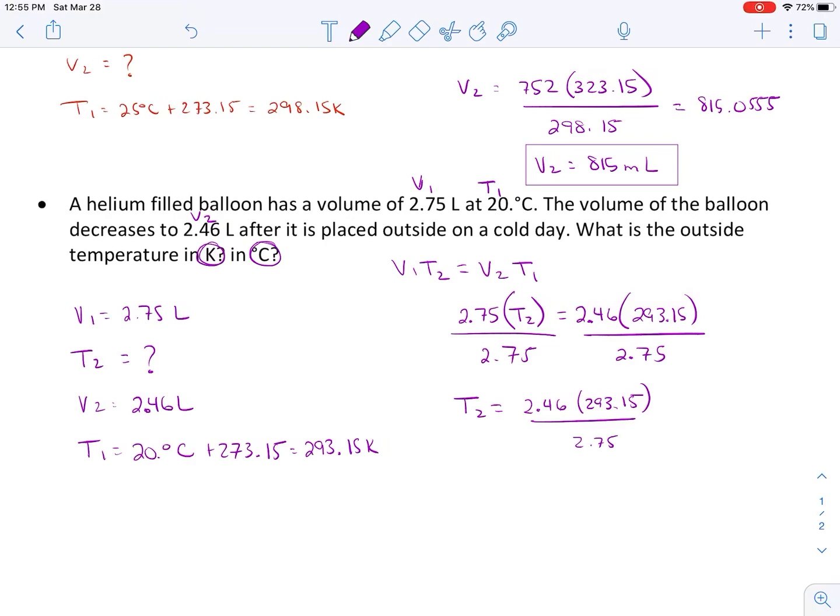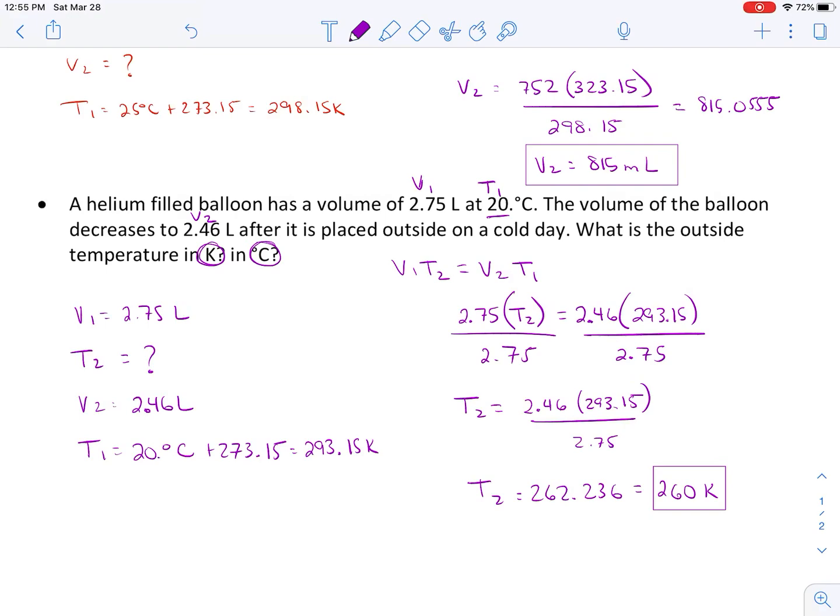We're going to plug that in our calculator. This temperature that we would get will be in Kelvin. So 2.46 times 293.15. Then we're going to divide by 2.75. Our temperature in Kelvin, 262.236. Which, with sig figs, we have 2 right there. So we're going to go with 2. So we're going to say 260 Kelvin. That's part 1 of this question.